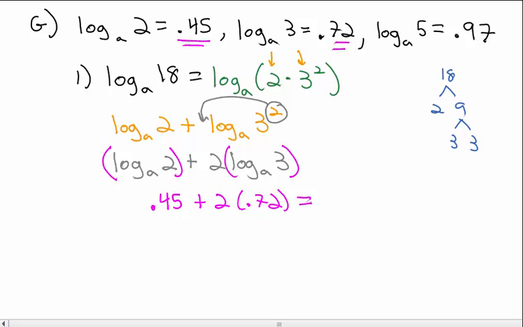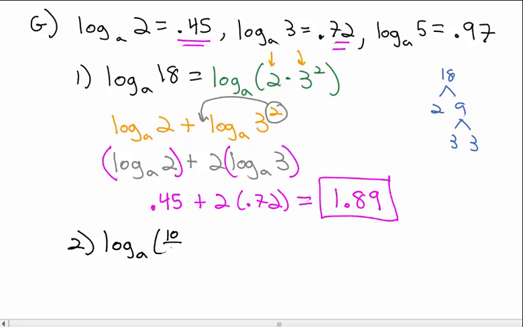So the log of 18 is 0.45 plus 2 times 0.72, which is 1.89. We've now calculated what the log of 18 is. And we can use this pattern on any type of logarithm. We can even do it, let's do log base a of a fraction. How about 10/3?